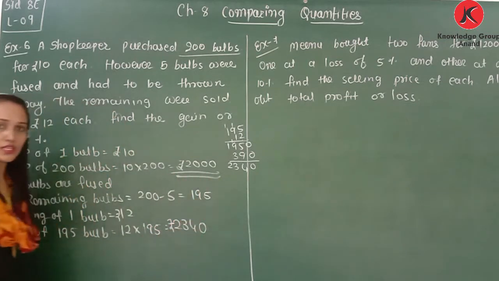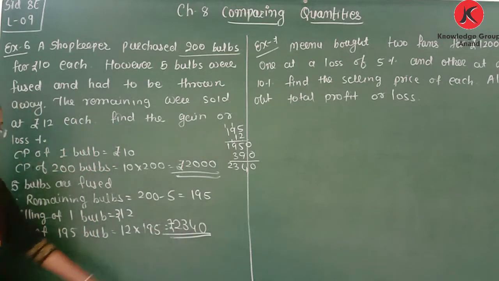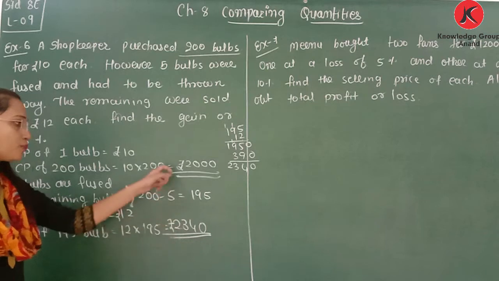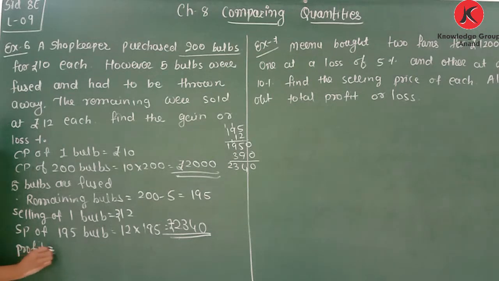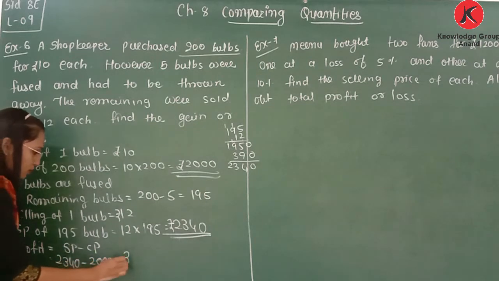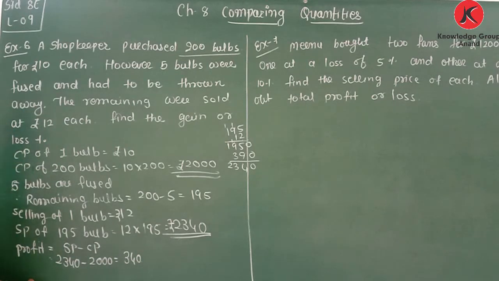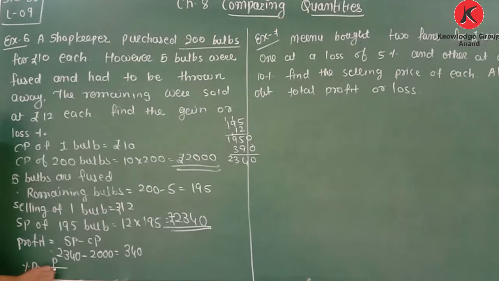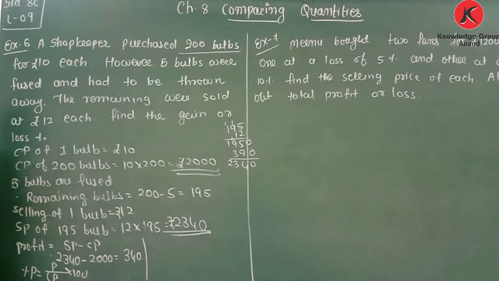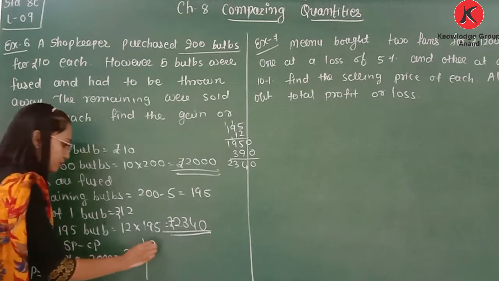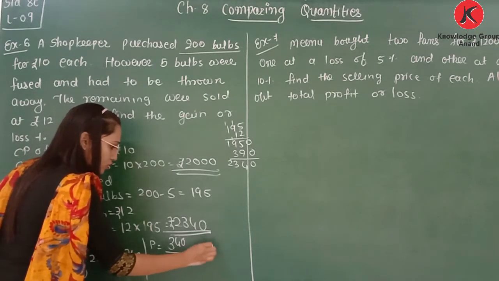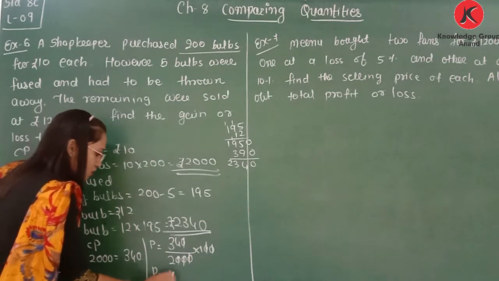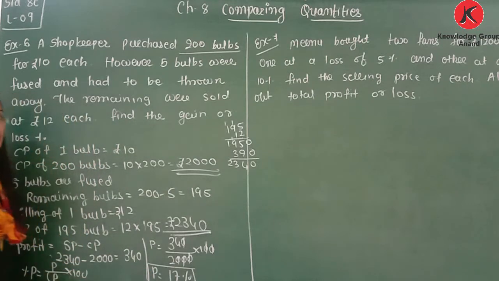So 2000 is the cost price, and 2340 is the selling price of the bulbs. So did he make a profit or loss? Selling price is more, it means he made a profit. So profit is equal to SP minus CP, that is 2340 minus 2000, which is 340. Now we need to find the percentage profit. So percentage profit is equal to profit divided by CP into 100. Now write the values in the equation. So here profit is 340 divided by 2000 multiplied by 100. The zeros cancel. So the profit is equal to 17%. It means he made a profit of 17%.